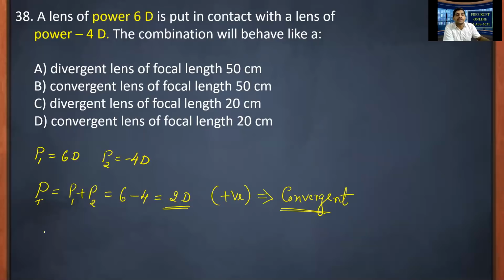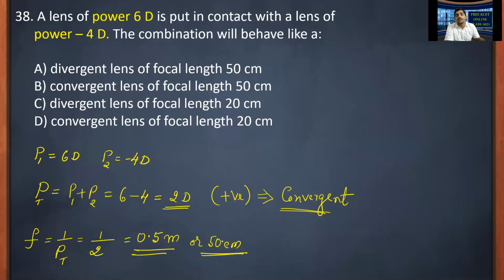Now, what is the focal length? We have the relation: focal length of the combination F is equal to 1 by total power. So it is 1 by 2, which is nothing but 0.5. If power is in diopter, the focal length always comes in meter. So it is 0.5 meter, or you can write it as 50 centimeter. So a convergent lens of focal length 50 centimeter. So the option is B.